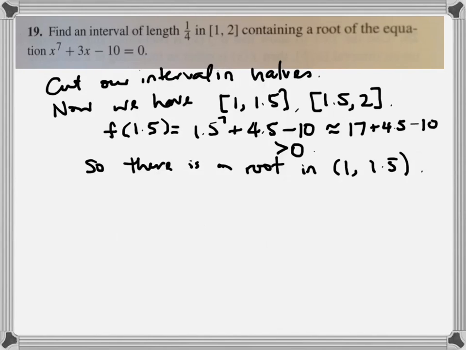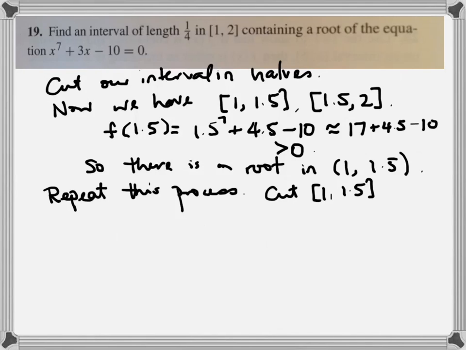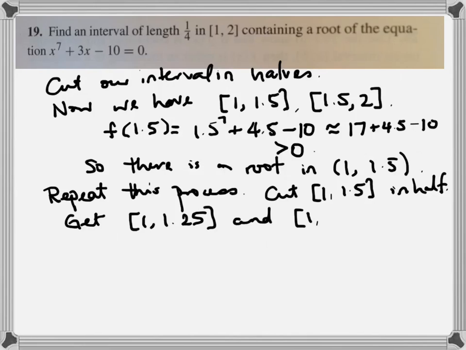Okay. But our problem says that we want an interval of length 1/4, and right now we have an interval of length 1/2, so we're going to repeat this process. So we're going to cut the new interval 1 to 1.5 in half. So we get 1 to 1 1/4 and 1 1/4 to 1 1/2. And again, we already computed what f of 1 was, and we know it's negative, and we already computed what f of 1 1/2 is, and we know that's positive.